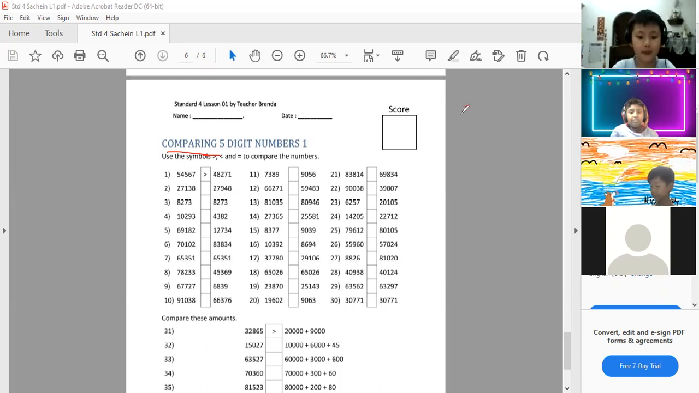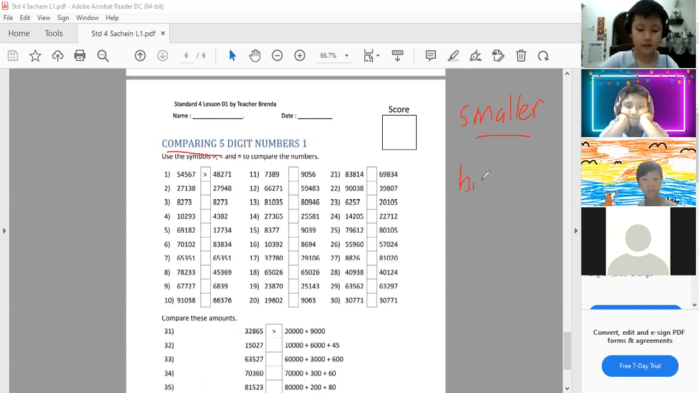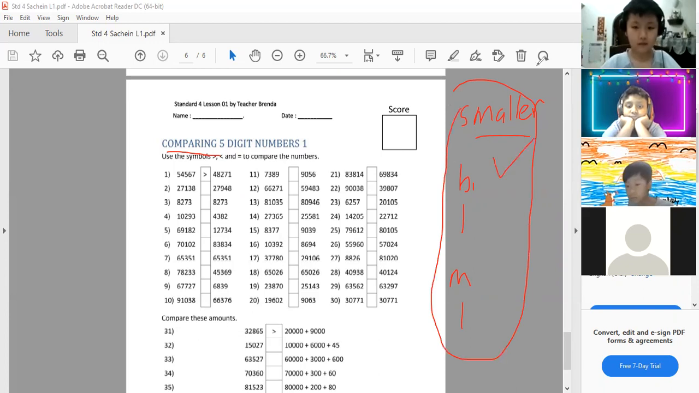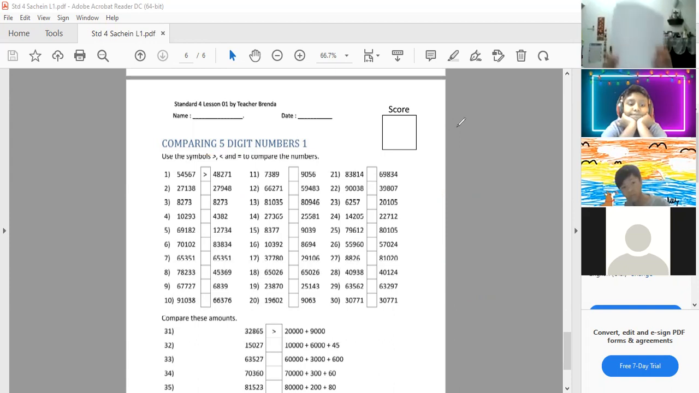Now, instead of writing smaller, sometimes you will learn in your books the words smaller, or the words bigger, or the words larger, or sometimes more than or less than. Now, all these are words. They're fine. But in maths, we learn to use symbols. And there are 3 symbols that you need to learn. The first symbol looks like this.